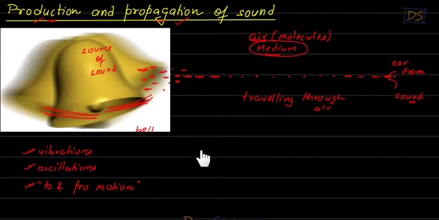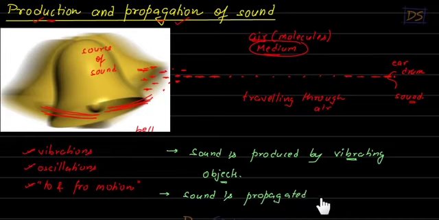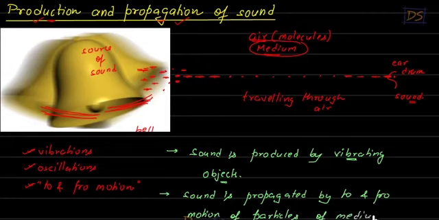So students, I can write down here: Sound is produced by vibrating objects. As you can see here, students, sound is being produced by this vibrating bell. So whenever sound is produced, in whatever situation, it is always produced by vibrating objects. I will give you more examples to clarify this point. Second important point which I can write here is sound is propagated by to and fro motion of particles of medium. You understand? Sound is propagated by to and fro motion of particles of medium. Here, what was the medium, students? Air.